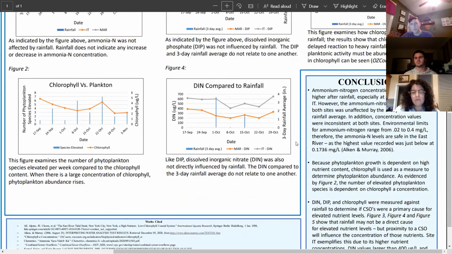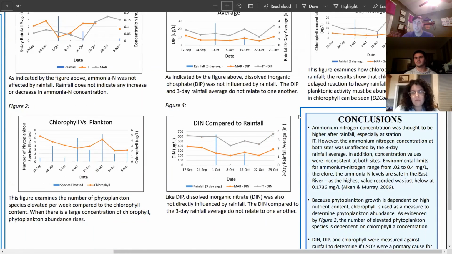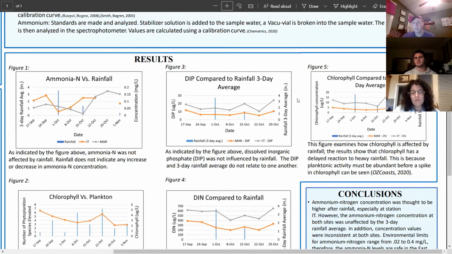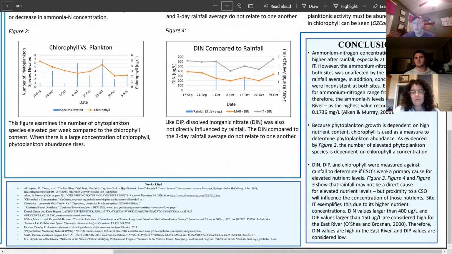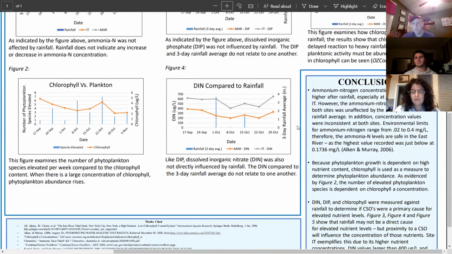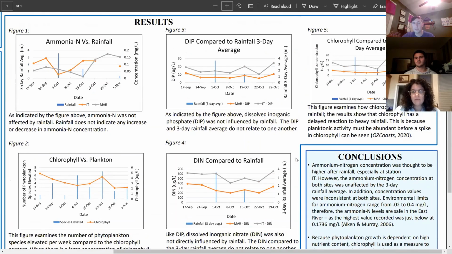Now, we determined that rainfall wasn't a direct cause for nutrient concentration, but we did have solid results that back up site IT having higher concentrations in all instances. We also determined that DIN values were high in the East River and DIP values were considered low. Overall, the study we did proved some of our hypotheses correct. However, rainfall was not a direct cause for the increase in any of the nutrients.